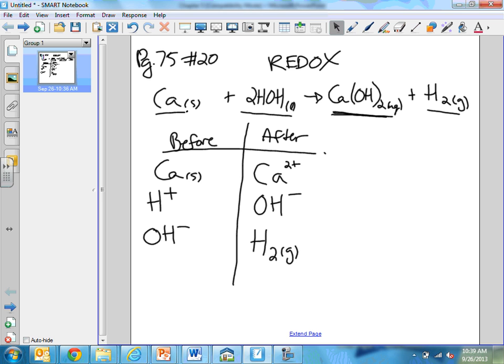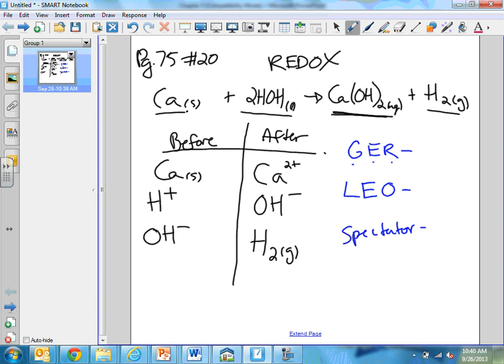Now we want to look at which one of these is gaining electrons. This is a reduction, so GER, gain electrons reduction. Which one is losing electrons, lose electron oxidation, so LEO, GER. And then which one's just a spectator, so nothing really is happening to it. It's not being oxidized, it's not being reduced, it's just kind of hanging out.